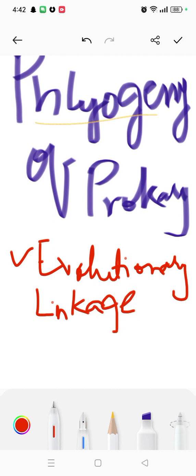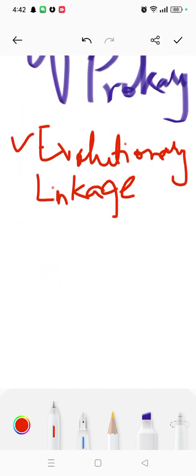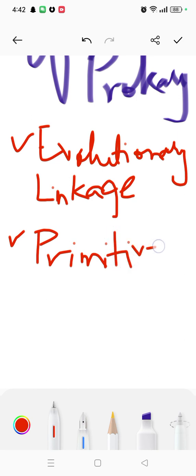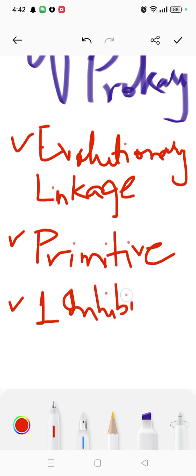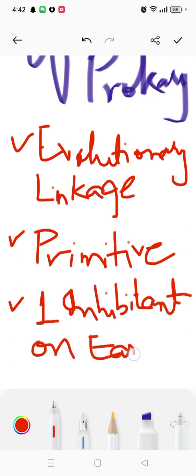Okay, then these prokaryotes are very primitive. The word primitive means very old, like they're the first organism. So they're called primitive and they're the first inhabitant on earth. This means they're very old.